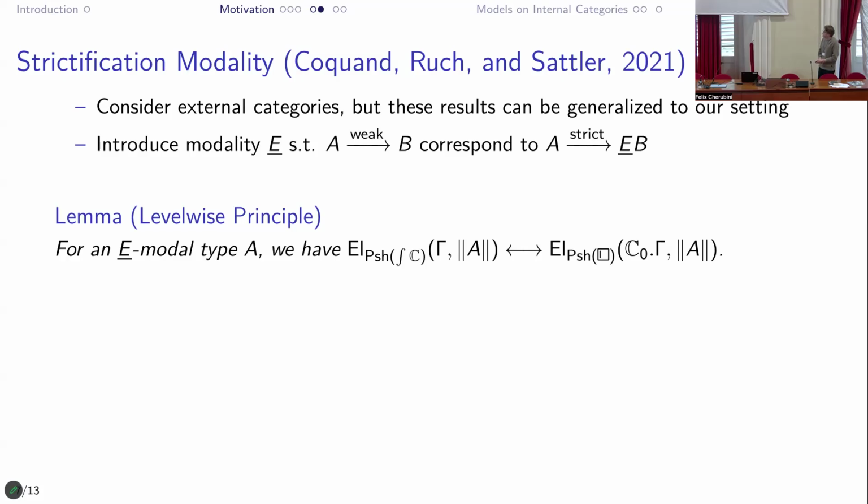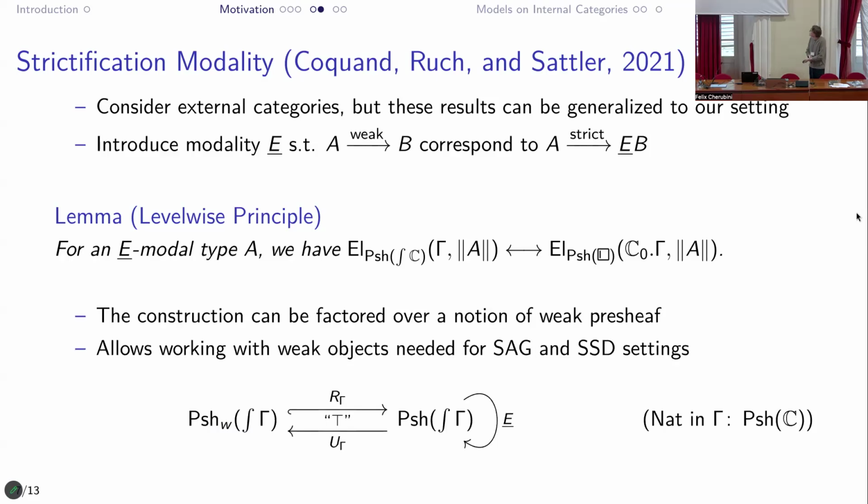And one instance of this fix is this lemma, which says if you have an E-modal type and you want to show it's inhabited, then it suffices to do it point-wise. So to produce an element, I guess I should do it like this, in this category here. So in the model we have an internal presheaf, then it suffices to do it essentially in the slice over the objects.